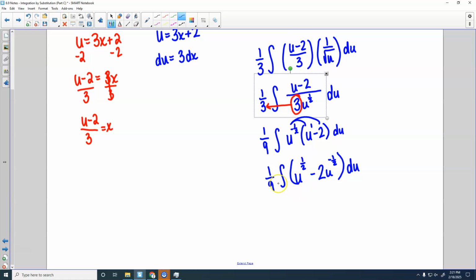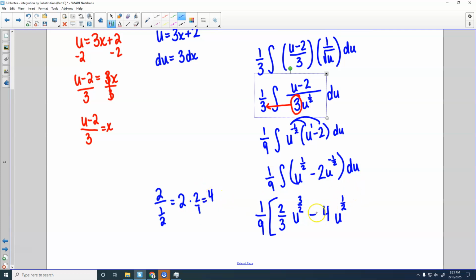Okay, so then we're going to integrate using that power rule. So the 1/9 stays out front. Make sure you got a bracket for it because there's 2 terms here. So you got u to the 3/2. You got to divide by the 3/2, which will give you 2/3 right here. And then for the second term, you're going to have u to the 1/2. And 2 divided by 1/2, dividing fractions is easy as pie. Flip the second and multiply, and you got a 4 right there.